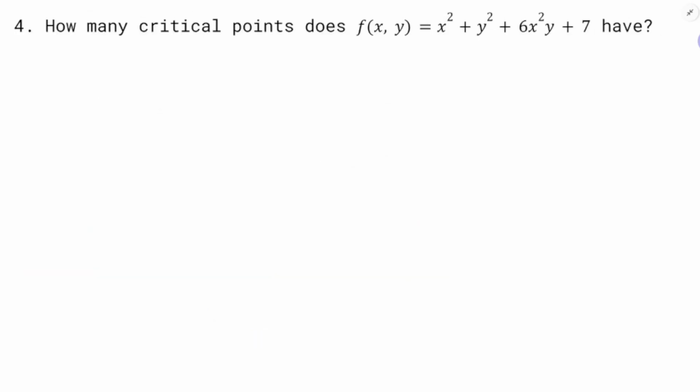All right, now the last one is asking how many critical points this function has. Well, I'm going to have to take the partial derivatives, so the derivative of f with respect to x is going to be 2x plus 12xy. Don't love the look of that. And then fy, that'll be a little bit better. No, not much. That's going to be 2y plus 6x squared.